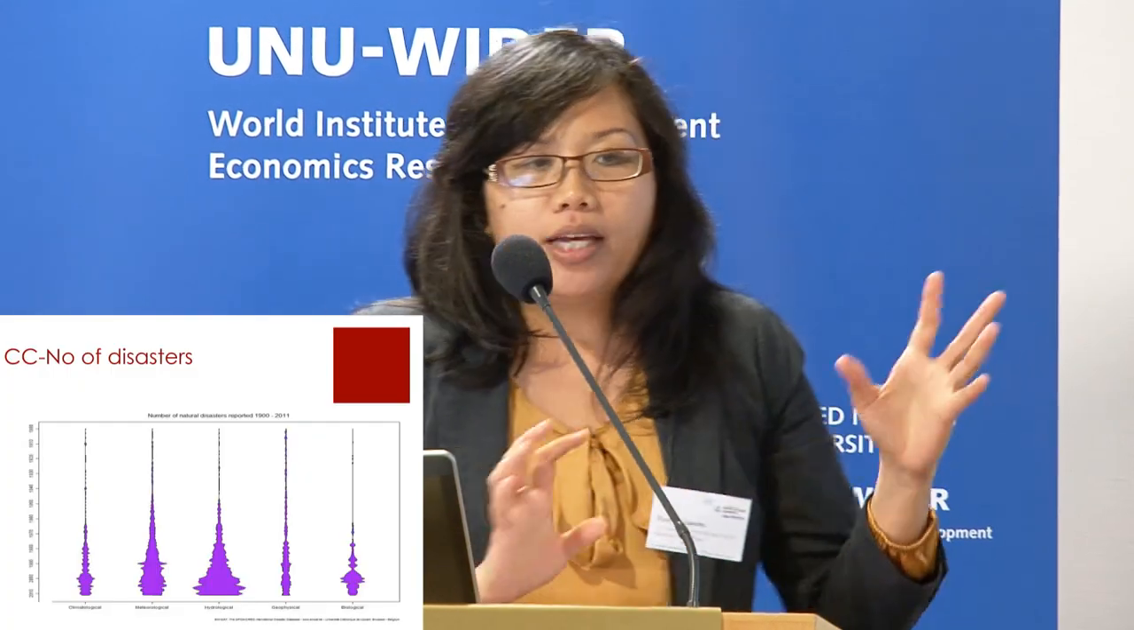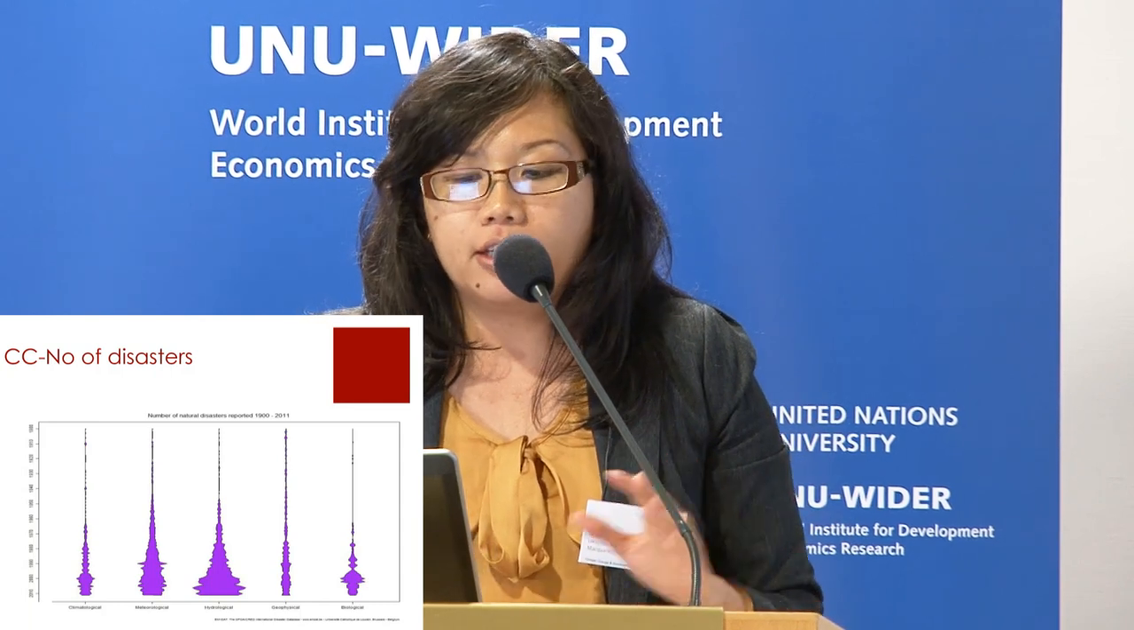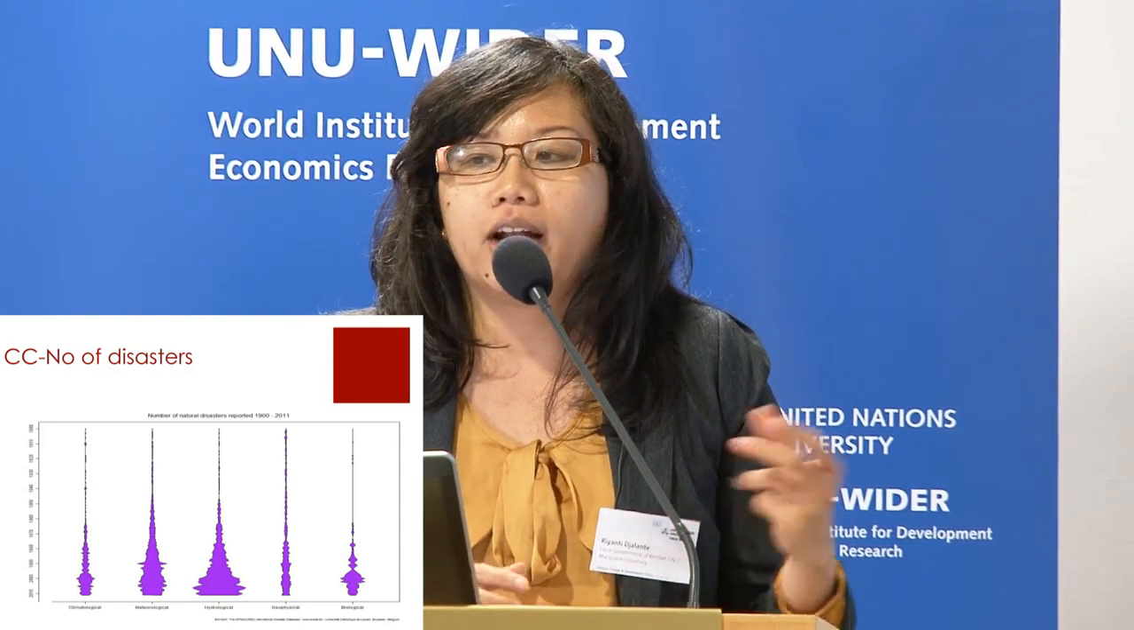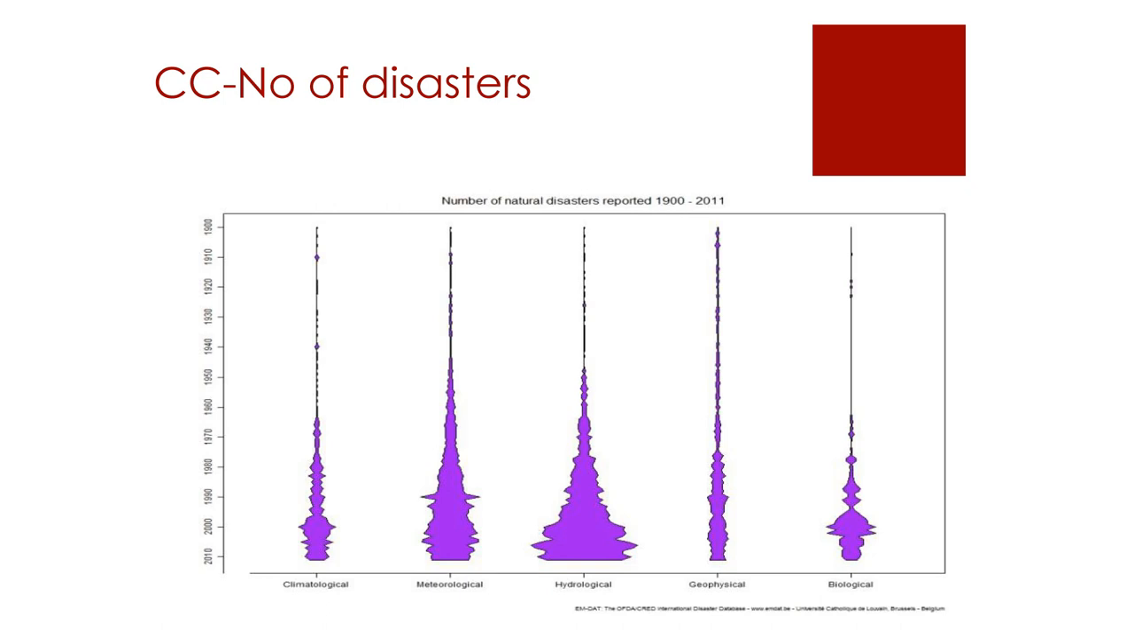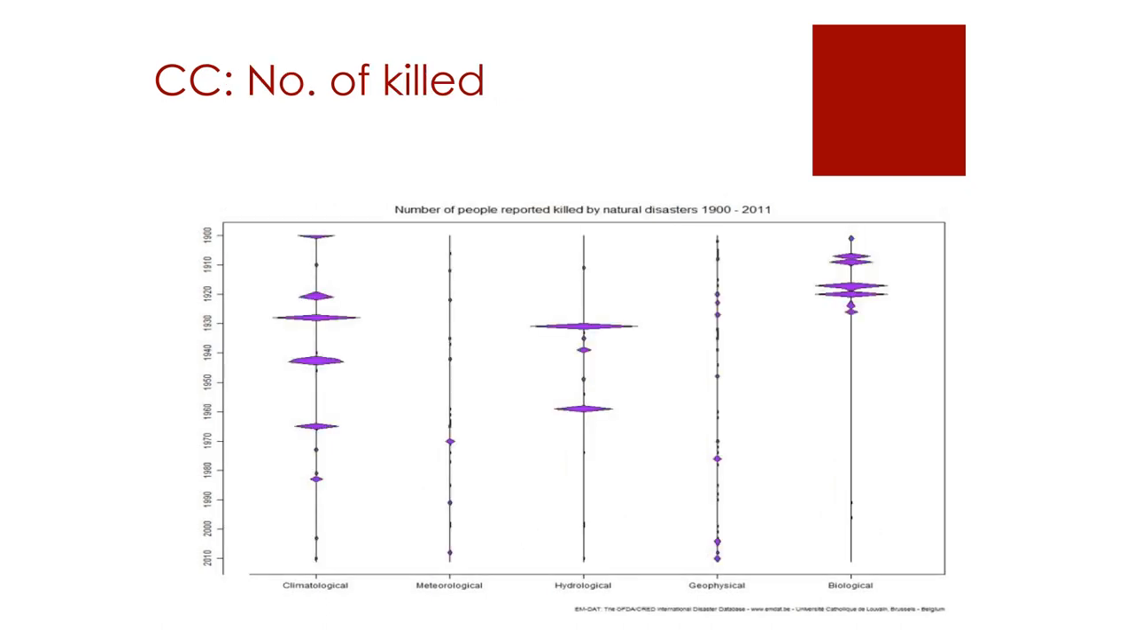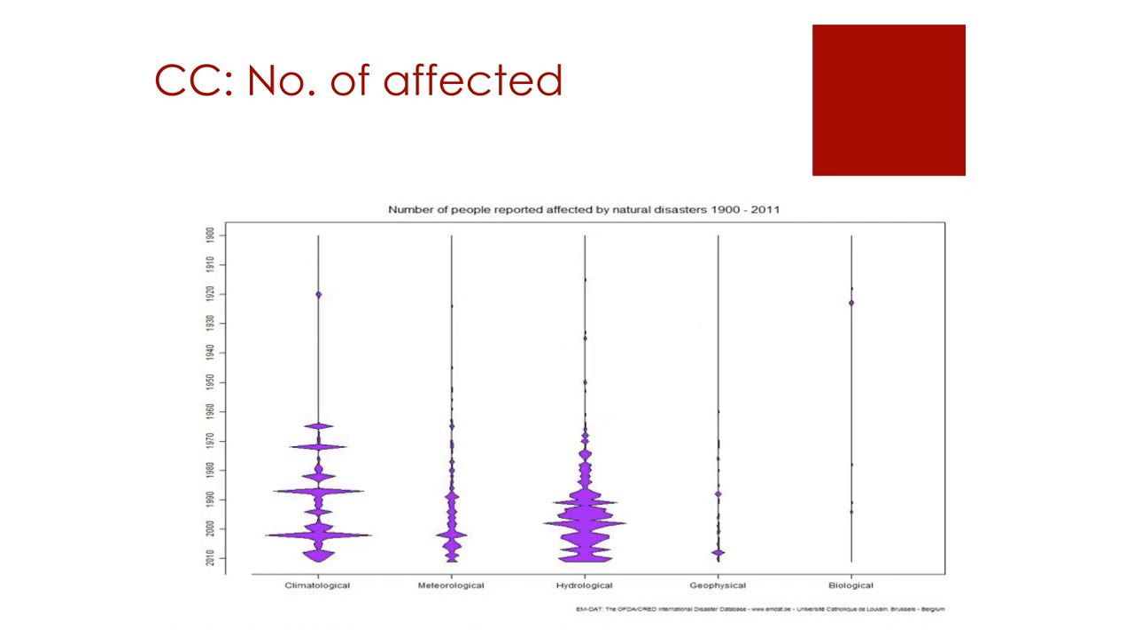From the previous graphs, let's disaggregate how climate change-related disasters differ from geophysical and biological disasters. As you can see on these three lines, the climate-related disasters, climatological, meteorological, and hydrological, comprise almost 75% of the total number of natural disasters. If you combine them, they also comprise more than half of the number of people killed. And even more so, the impacts on the number of people affected.